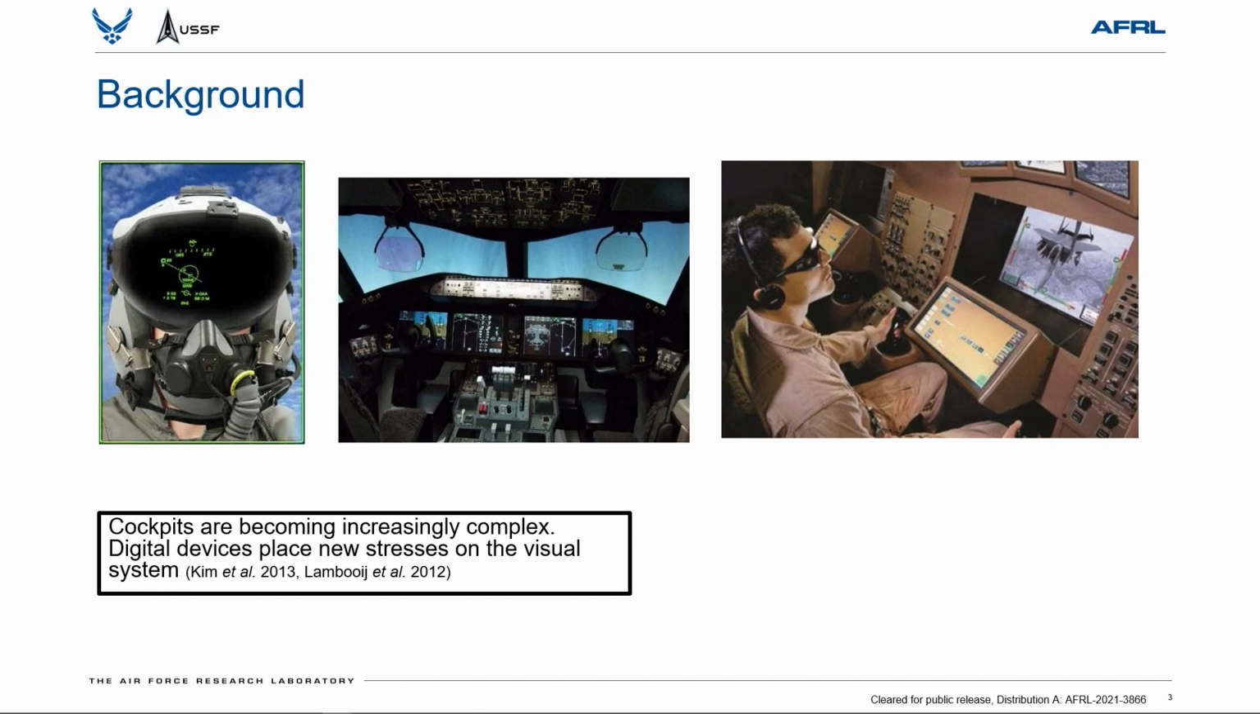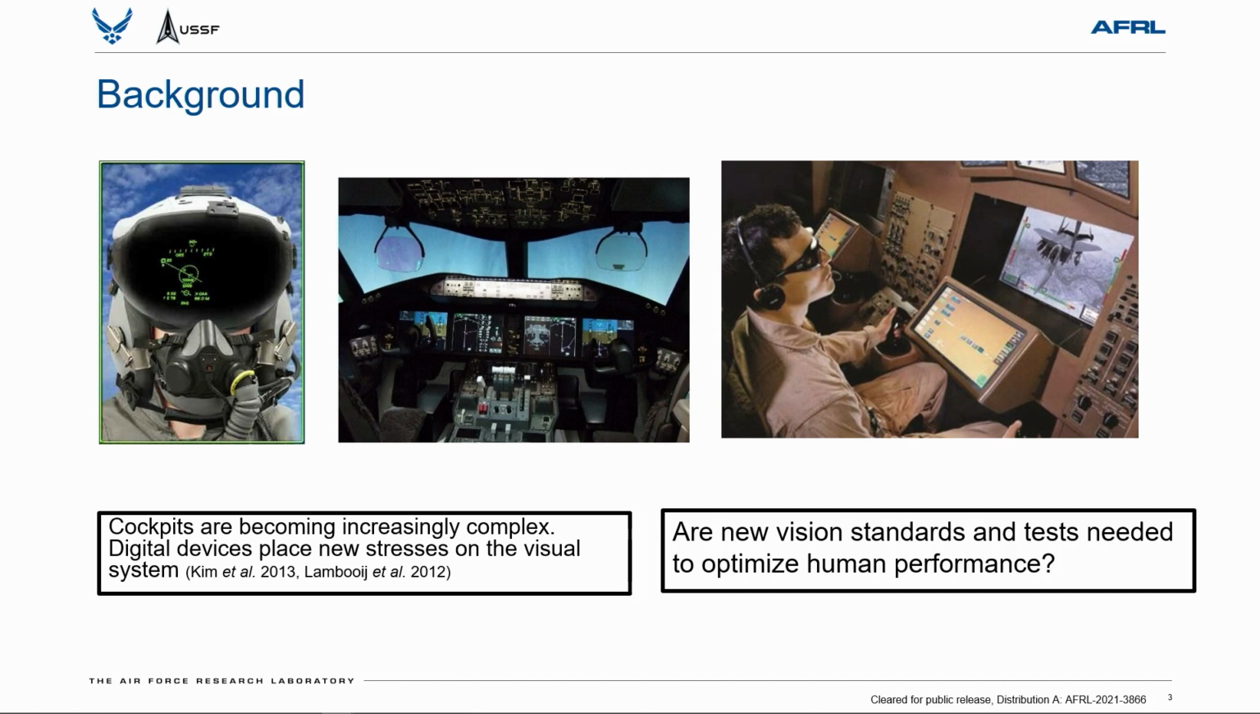We're putting far more visually demanding systems in the cockpit, such as helmet mounted displays, HUDs, head-up displays, HMDs, and as we've already heard this morning, boom operators are using stereoscopic displays in the cockpit. So it's a much more visually demanding environment. Our test methods to select aircrew and support them throughout their careers have not changed since the Second World War. So one of our key questions is, in light of the changing digital environment of aviation, do we need better, more updated vision standards and tests to optimize human performance?